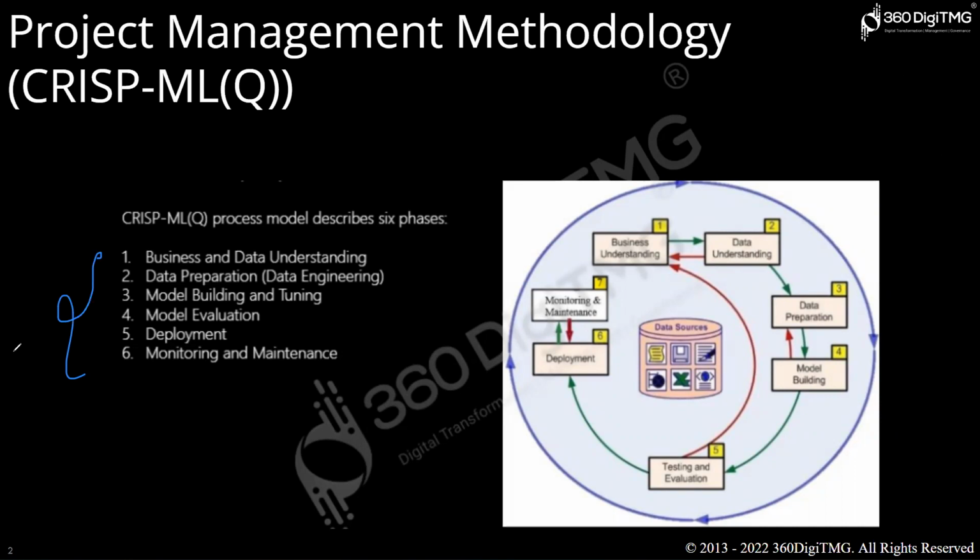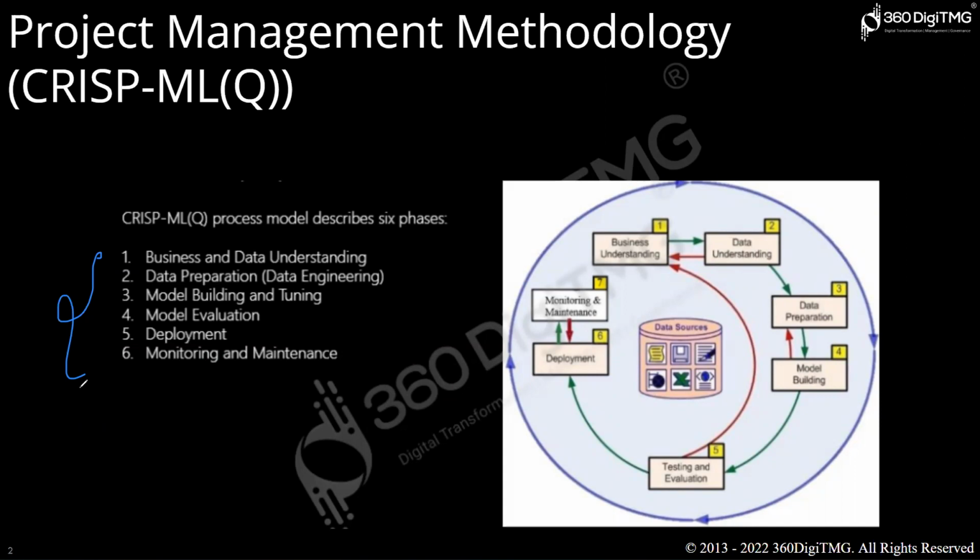The first one is business and data understanding. The next one is data preparation, and we have model building and tuning, model evaluation, deployment, monitoring, and maintenance. So, guys, what do you understand by business and data understanding? Basically, we're going to collect the data. First, when we get the data, we're going to understand the data. So what has to be done? Should we do data EDA? Should we clean the data? First, we're going to get the data and understand it. And after that, data preparation. Data engineering, we're going to do something.